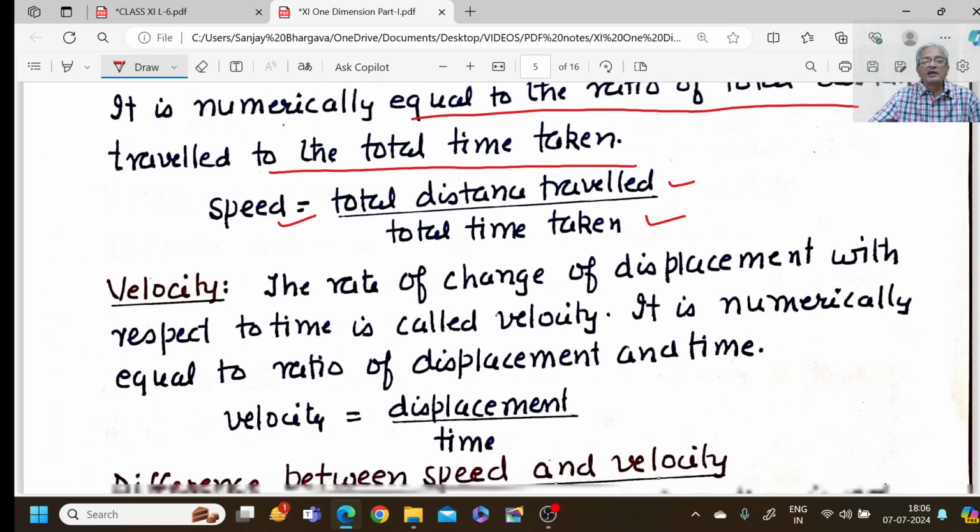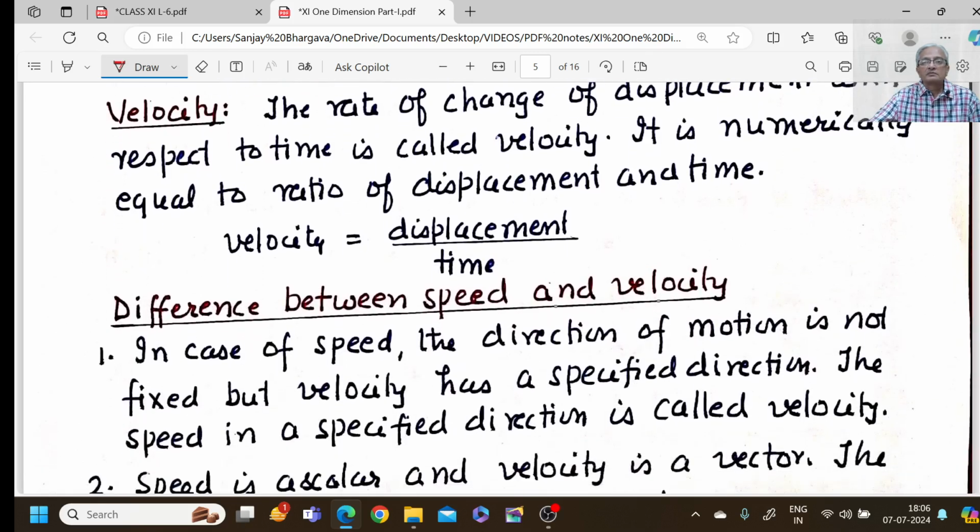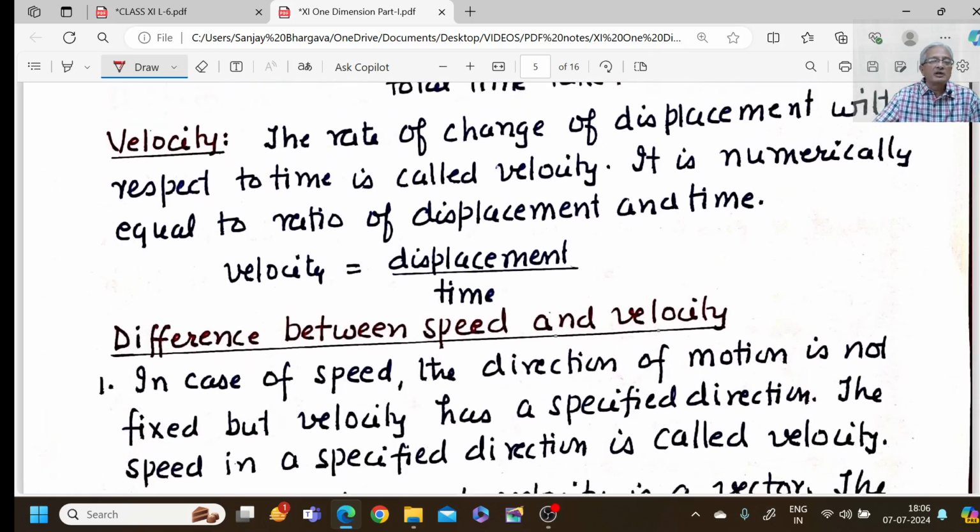Similarly, I would like to define velocity. When it comes to velocity, the rate of change of displacement with respect to time is called velocity. It is numerically equal to the ratio of displacement and time. So velocity is equal to the ratio of displacement and the time taken.